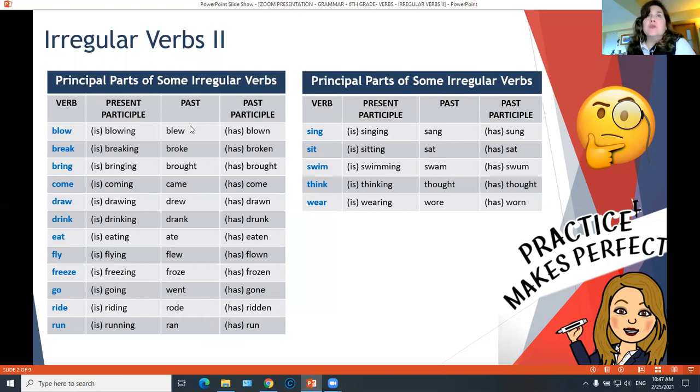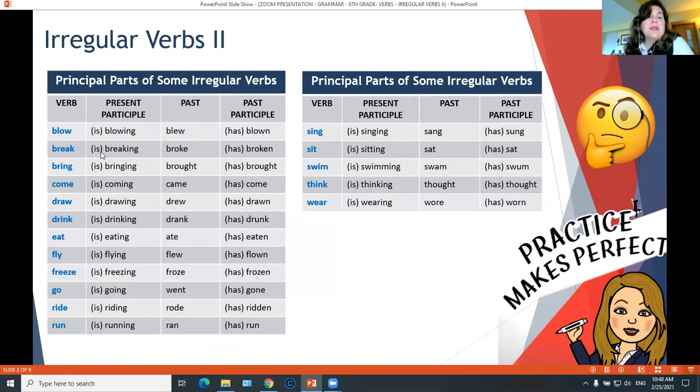They are not formed in the past tense by adding ed or d. They have a different spelling from the base word of the verb, okay? So in this case, it's B-L-E-W, blew. And the past participle is also different. And remember, with the past participle, we always use the verb have as an auxiliary or helping verb. So here we have has blown.